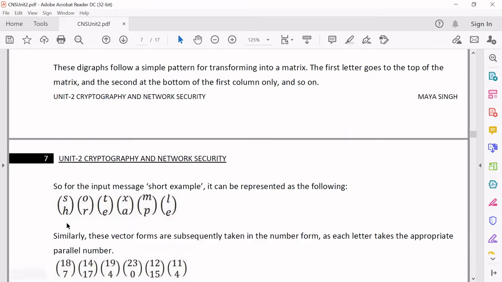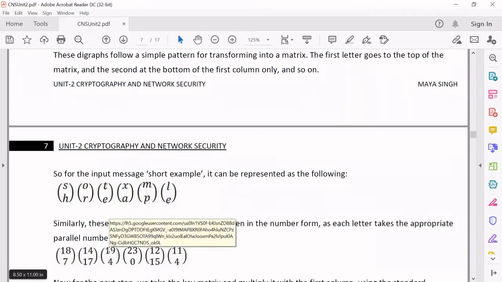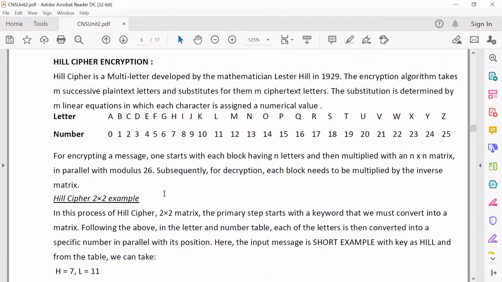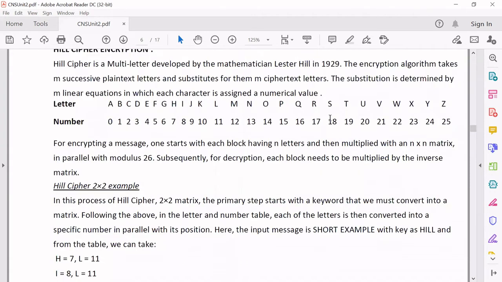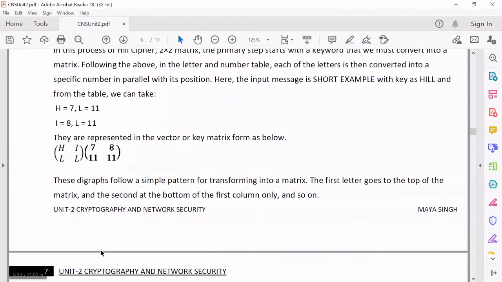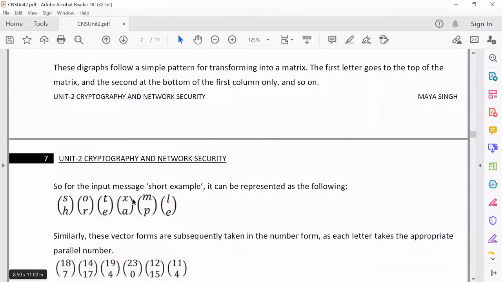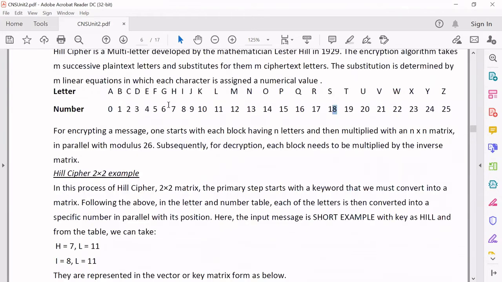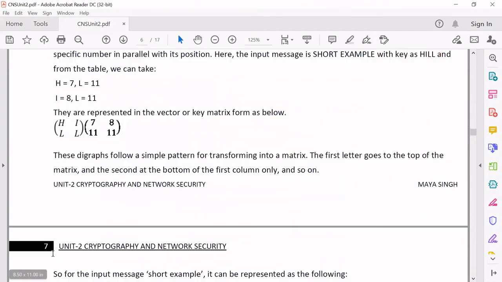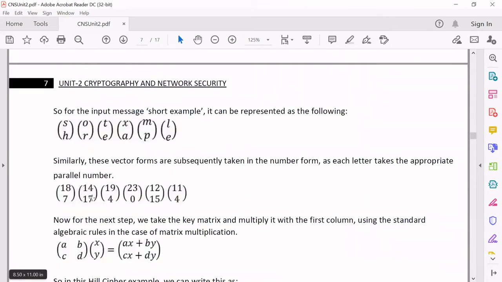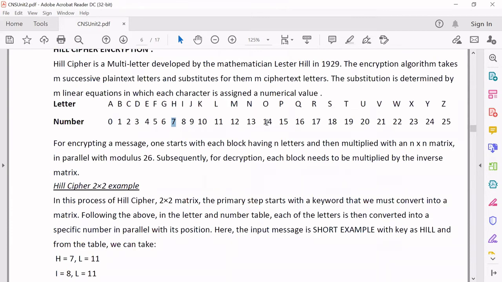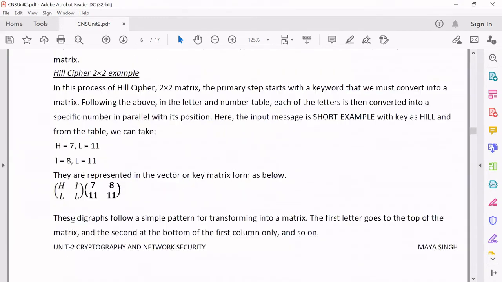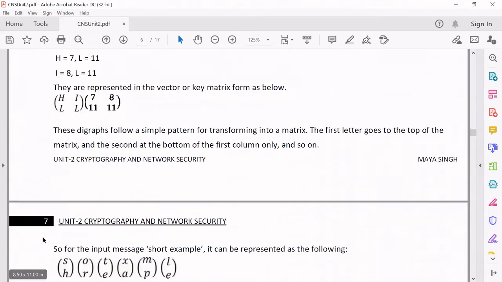Okay, and we have to write the corresponding numbers which are being listed here. So in this case, for S, what is the corresponding value? 18. So we write 18 here. For H, what is the corresponding value? 7. We are taking the value 7. For O, it is 14. R, it is 17, and so on.